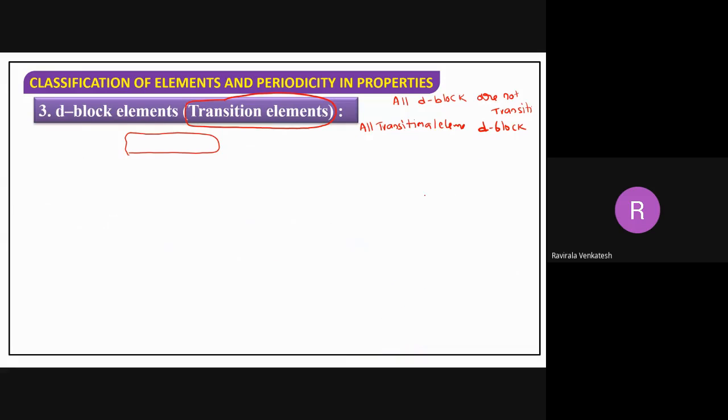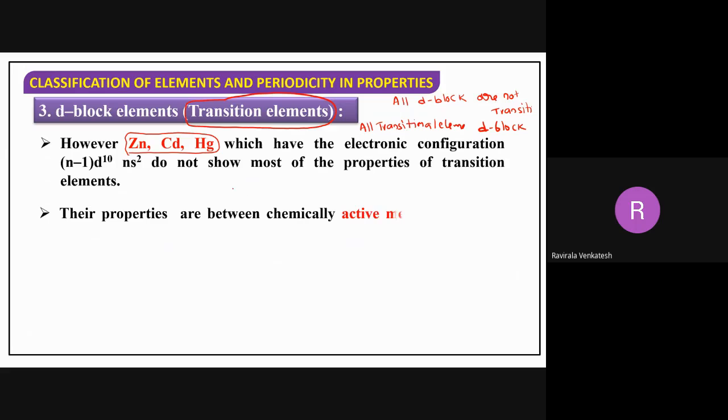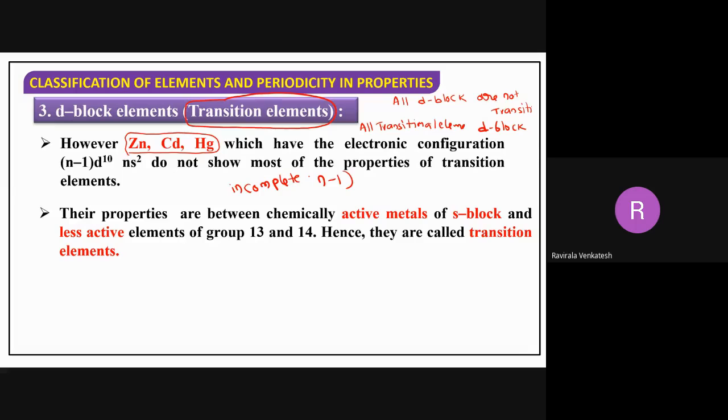I'm writing here, you will write incomplete, isn't it? (n-1)d orbitals generally come under transitional elements. Now, if anybody asks what are transitional elements, the answer must be: incomplete (n-1)d orbital elements come under transitional elements. Why? Zinc, cadmium, mercury, second B group elements, are not called transitional elements because they are having completely filled configuration.